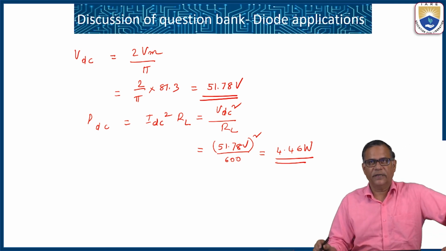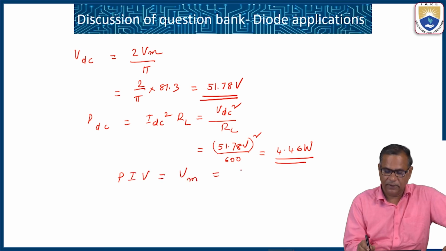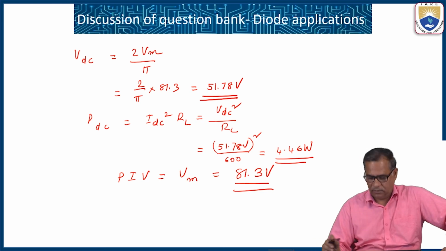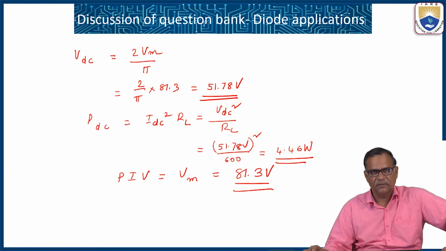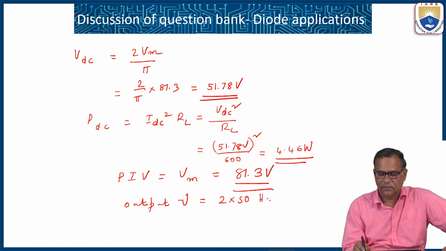And what is the peak inverse voltage? PIV is equal to Vm, and that is equal to 81.3 volts. And output frequency, the input is 50 Hz and output is twice the input frequency. So output frequency is equal to 2 into 50 Hz. So that is equal to 100 Hz.